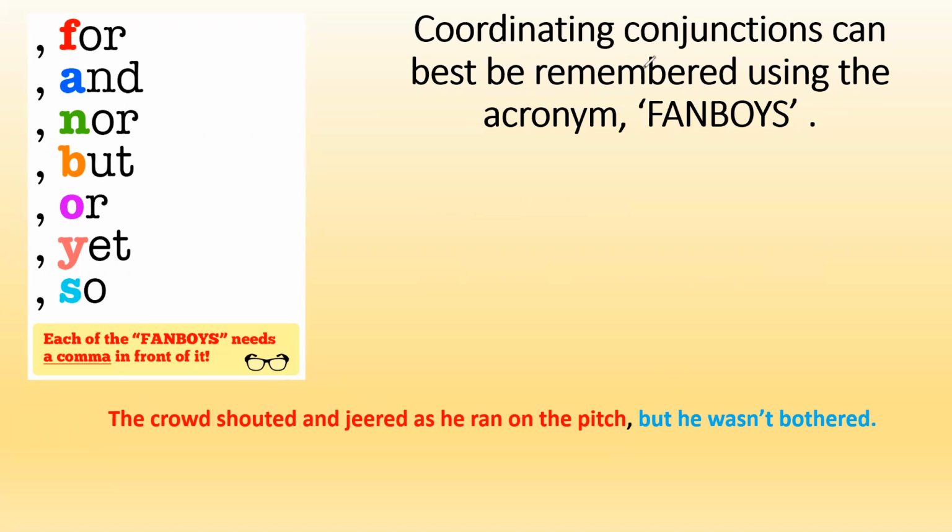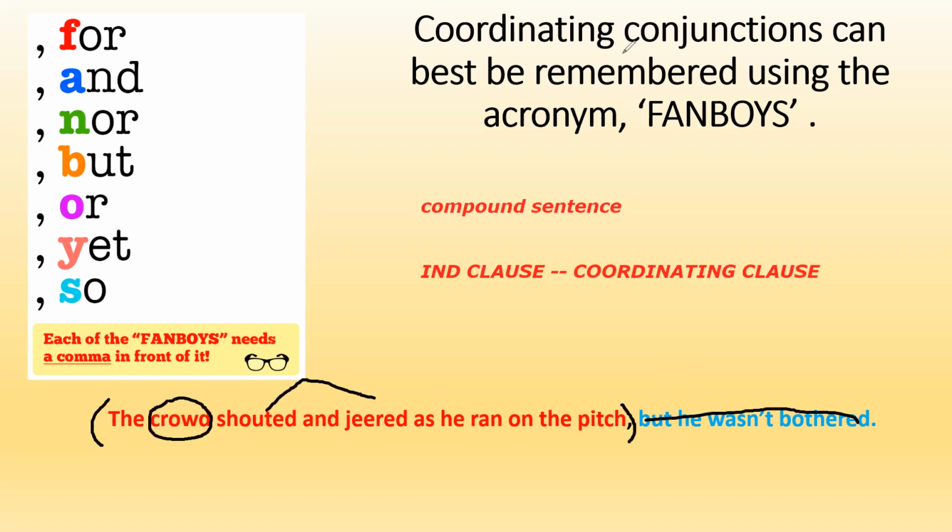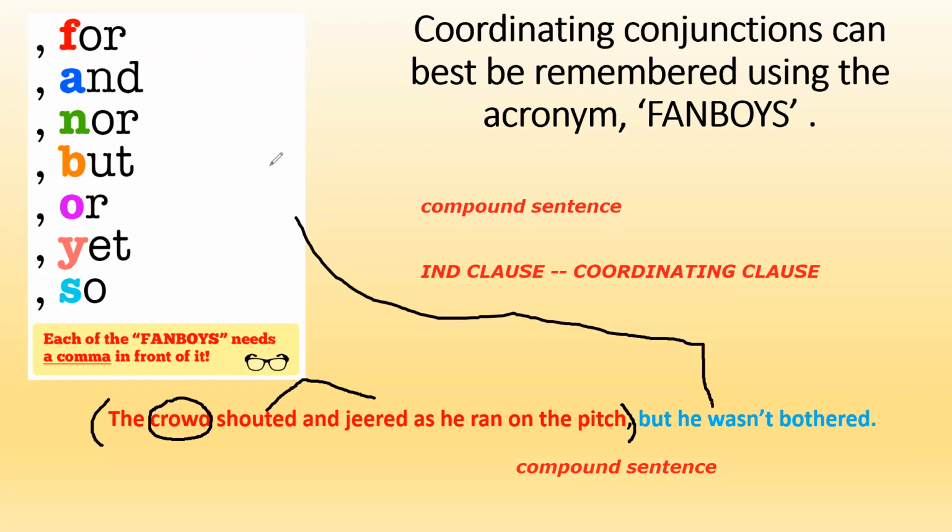However, it does have this blue bit next to it, doesn't it? Let me uncover that bit. It says, but he wasn't bothered. Now, because that is attached to this independent clause, that's why we don't call it a simple sentence. We call it a compound sentence because it's an independent clause followed by a coordinating clause. Now, how do I know that this is a coordinating clause? Well, it's using the word but, which is a coordinating conjunction. If the clause begins with a coordinating conjunction, we know it's a coordinating clause. Okay, so this sentence isn't a simple sentence, it's a compound sentence, because remember, compound sentences begin with independent clauses and then have coordinating clauses.